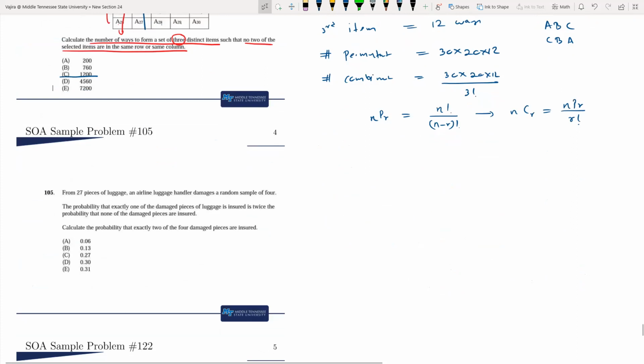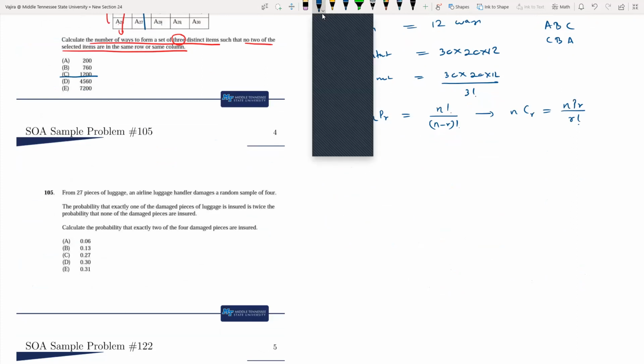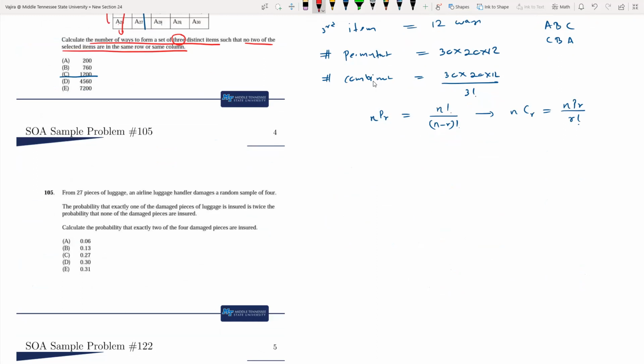So next one, take a second and read the problem. Here you can see that there are 27 pieces of luggage. An airline luggage handler damages a random sample of 4. The probability that exactly one of the damaged pieces of luggage is insured is twice the probability that none of the damaged pieces are insured. Then we want to calculate the probability that exactly 2 of the 4 damaged pieces are insured.